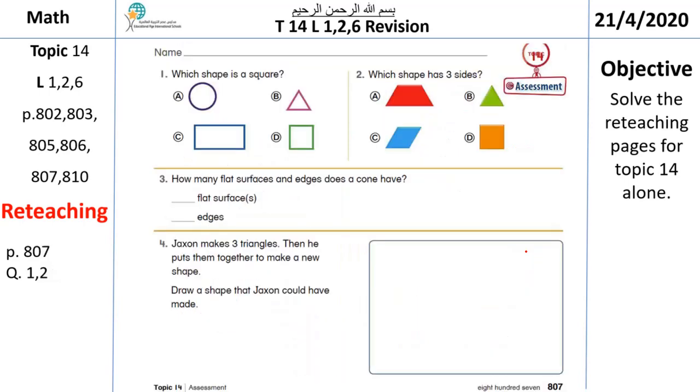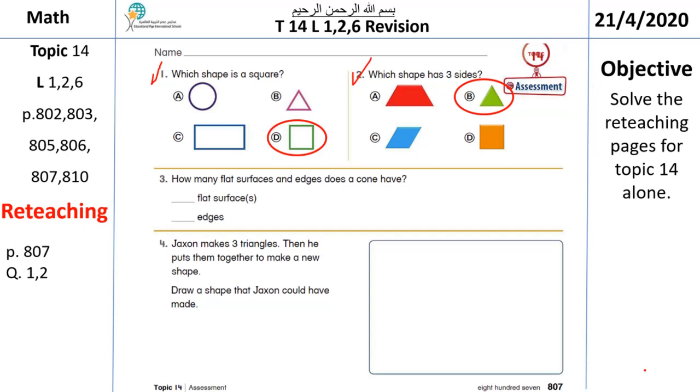Now, let's have a look at page 807. We are going to do question number 1 and 2. I'll read the questions and then I'll show you my answers. Which shape is a square? Now, a square must have all sides equal. So which one is it? Is it A, B, C, or D? Circle it, please. Now, for question number 2, it says, which shape has 3 sides? There is only one shape that has 3 sides. Circle it, please. And now these are my answers. So you should have D and B.